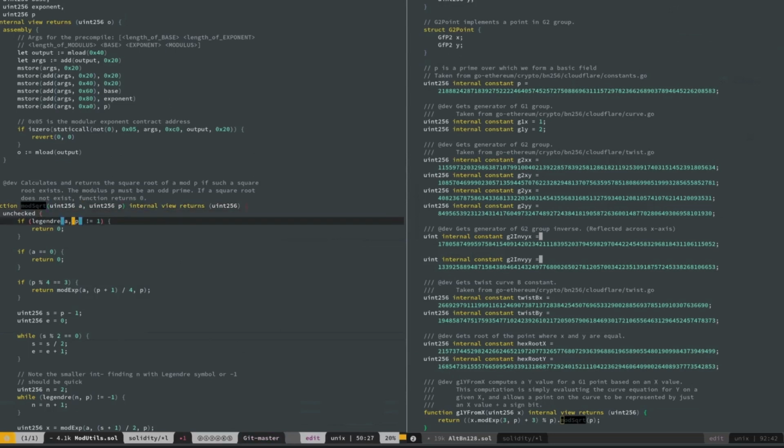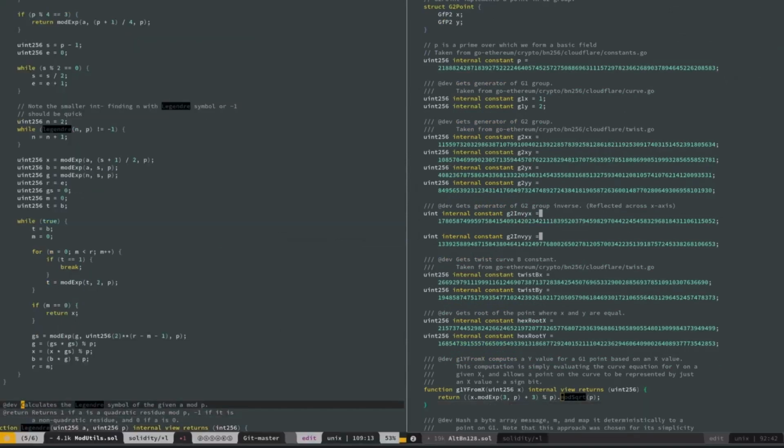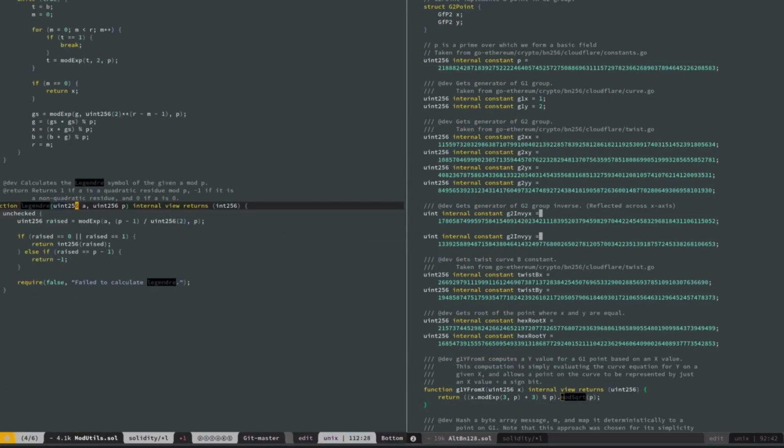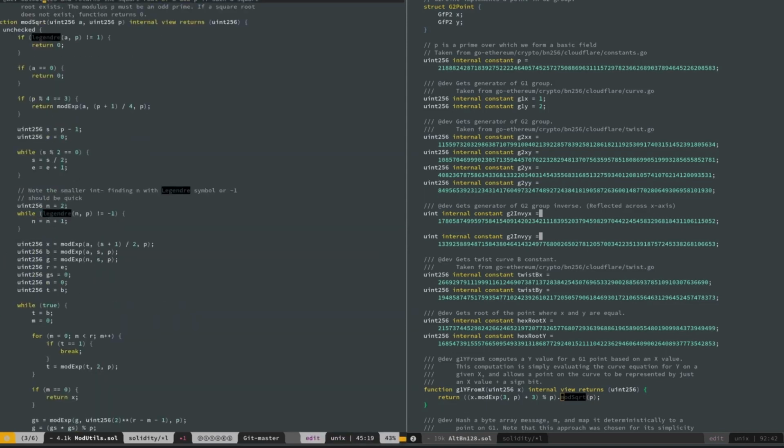So let's see, Legendre. Oh my God, is this doing integrals or what is this doing? It calculates the Legendre symbol. I'm not sure what this is doing. Mod exp failed to calculate Legendre. Before we jump into that, let's just read the definition. In number theory, the Legendre symbol is a multiplicative function with values 1, -1, and 0 that is a quadratic character modulo an odd prime number p.